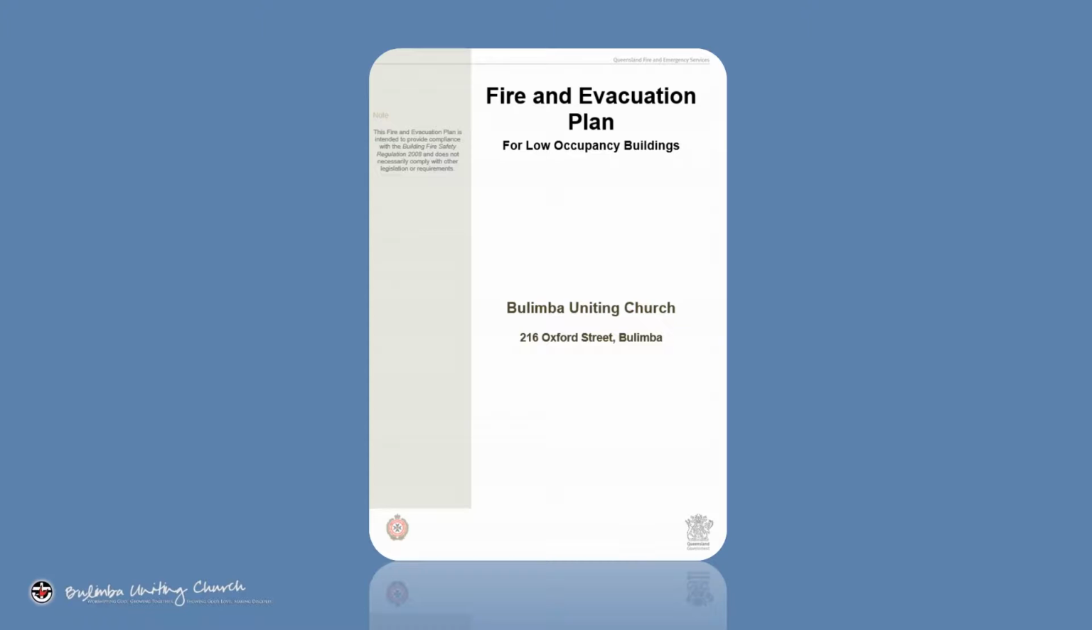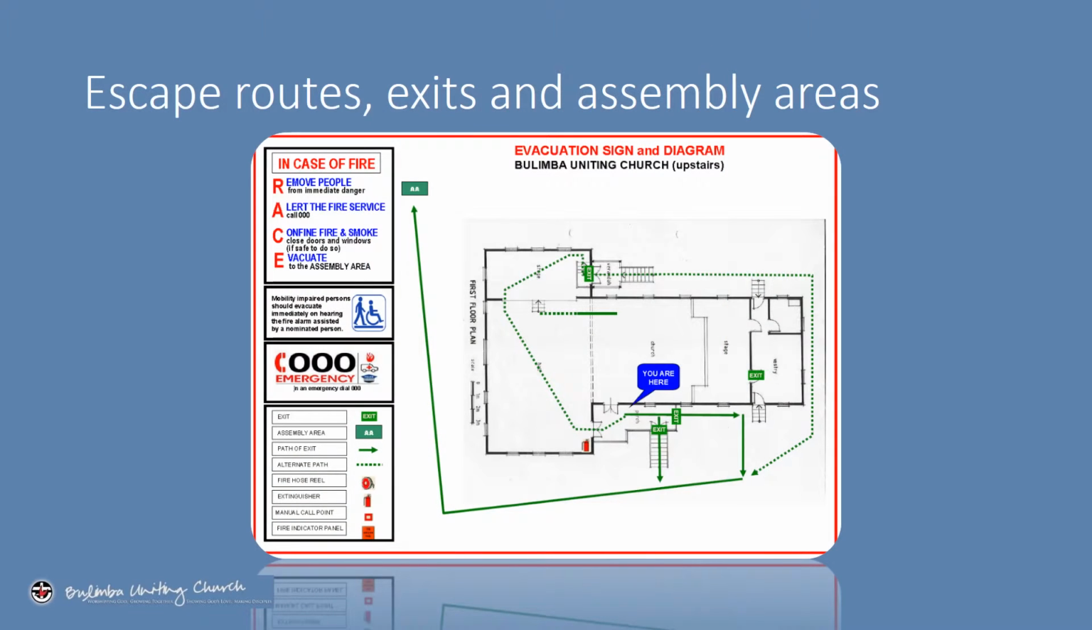A full version of the Bulimba Uniting Church's fire and evacuation plan is available from the office for perusal on request. Now, let's look at the escape routes and exits. It is important that you are familiar with all escape routes. In the event that your main escape route is blocked, you will need to use the alternative evacuation route.